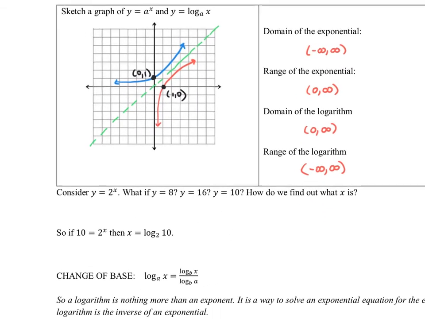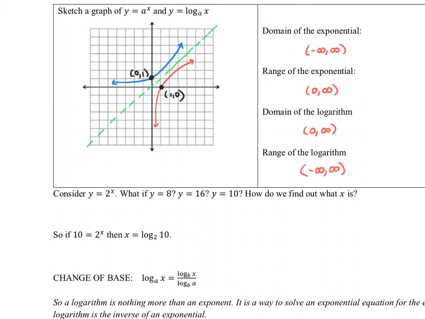Okay, so let's say we were looking at the graph y equals 2 to the power of x. Let's say that y is 8. So we have 8 equal to 2 to the power of x, and that would mean that x would be 3. If y was 16, then we have 16 equals 2 to the power of x, and that means that x would be 4.